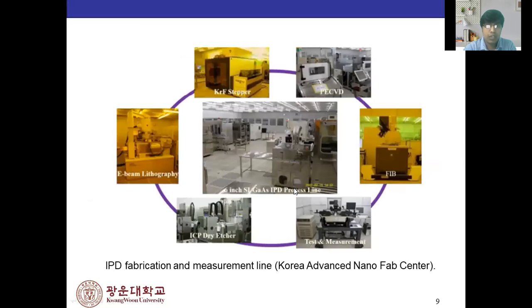You can see, before going further, this is the whole process laboratory of the Korean Advanced Nano Lab Center. This is the whole process, how the fabrication process goes on. And this is the IPD fabrication and measurements line. These are the different techniques. The first was the PECVD, plasma enhanced chemical vapor deposition. After that, the FIB and testing and measurement, and ICP etcher and electron beam, and also the stepper.